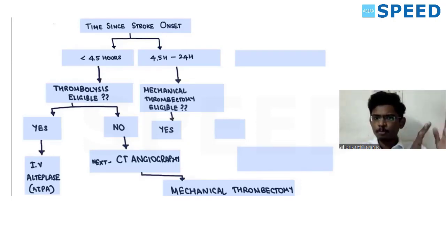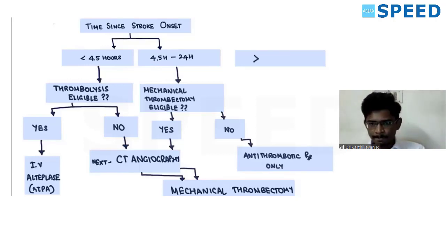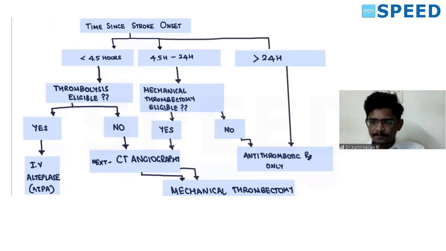What if the patient is between 4.5 to 24 hours? There, you can go for mechanical thrombectomy directly. The only option possible in this stage is mechanical thrombectomy. If he is eligible for it, then you can do mechanical thrombectomy, or if he is not eligible for it, then the only option is antithrombotics like ecospirin or clopidogrel or atorvastatin. All these you can give. If the patient is more than 24 hours since onset, then the only option left with you is antithrombotic agents.